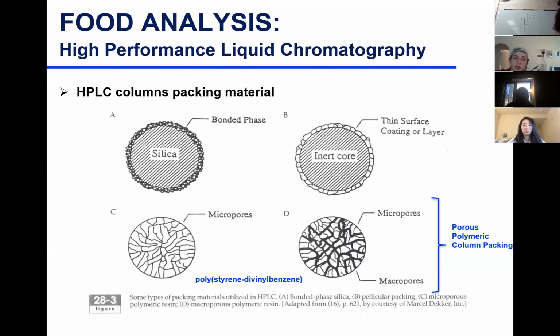So we have the bonded phase, the inert core, and then we have stationary packing material that is polymer. That polymer can be lightly polymerized, like in the micropores, or heavily polymerized. When it's lightly polymerized, you have larger spaces. So this is mostly for molecules of larger molecular weight. If you have molecules of larger molecular weight, you want to make sure they're able to move through your stationary phase and interact with the functional group. So you really need to allow them that space.